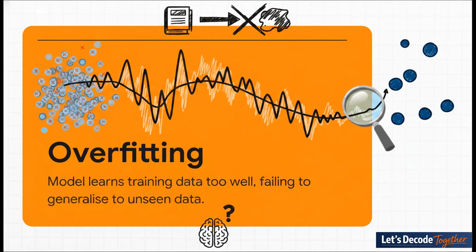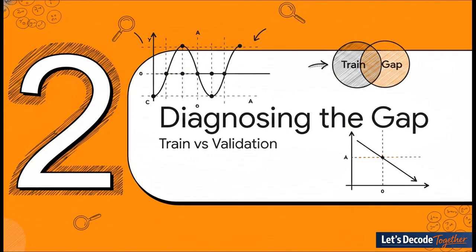Because it's basically memorized the noise instead of discovering the actual signal, it fails miserably when you hand it new, unseen real-world data. It just has no idea what to do with information it hasn't explicitly memorized beforehand. Now, how do we actually spot this happening in the wild?